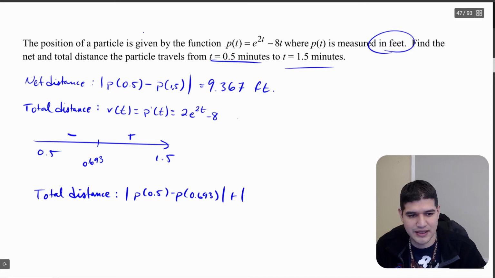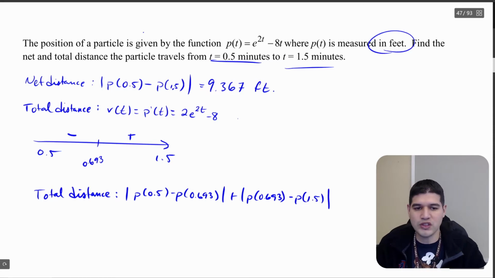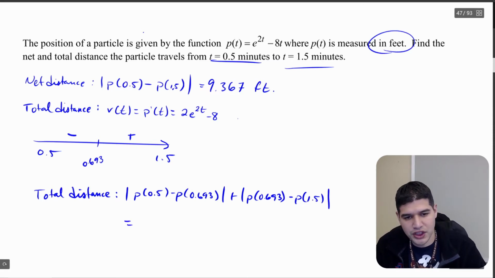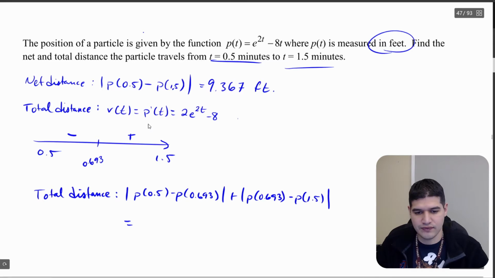plus the absolute value of p of 0.693 minus p of 1.5. Once we have both of those calculated, we should be able to get our total distance.